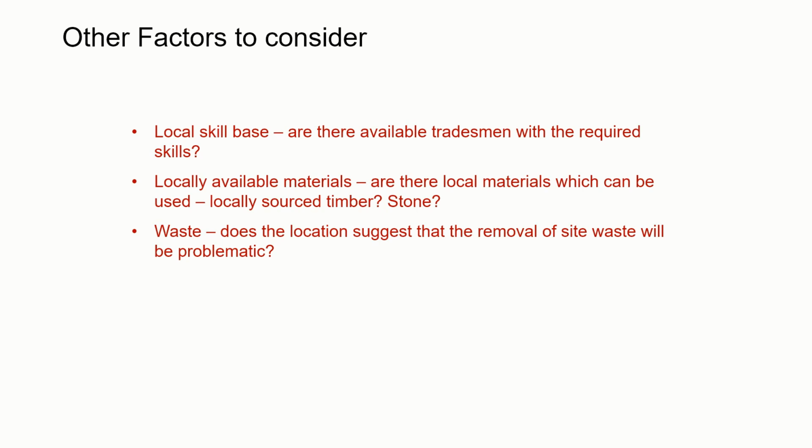A couple of other factors that don't directly relate to the technology but you should consider when thinking about location are what skills are available near your site. If you choose a particular form of construction, it could be disappointing or expensive to discover later on that there are not available tradesmen in that area that can do that, and that your team of builders is going to have to come in from a different location. You might also make use of materials that are available locally, locally sourced timber or stone.